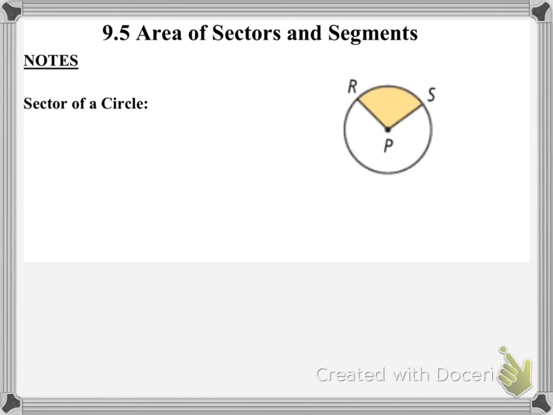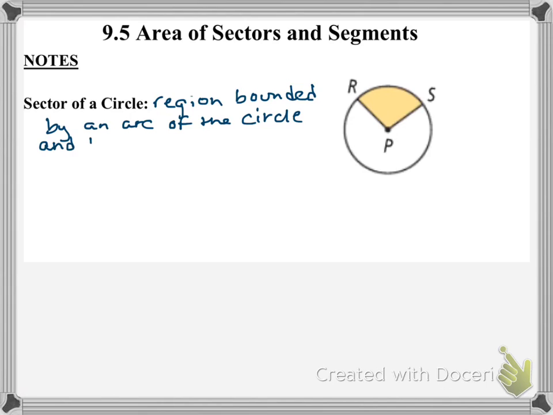In this lesson, we're talking about area of sectors, and then in the next video, I'll talk about the area of segments. So let's first get the definition of an area of a sector. That shaded yellow part in that circle would be an example of a sector. The sector of a circle is a region bounded by an arc of the circle, so part of the circumference, and the two radii that extend from the vertex.